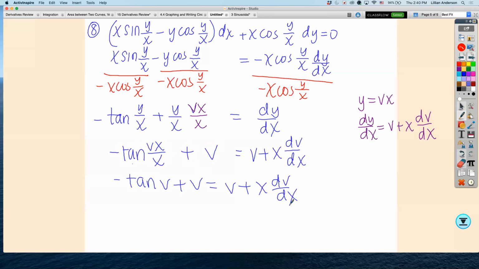Hey, what do you see? Subtract the v's. So we just got negative tangent v equals x dv over dx. OMG. I am angry. Oh, that is such an easy integration. I didn't even realize that the y over x was connected to the cosine. What a simpleton.